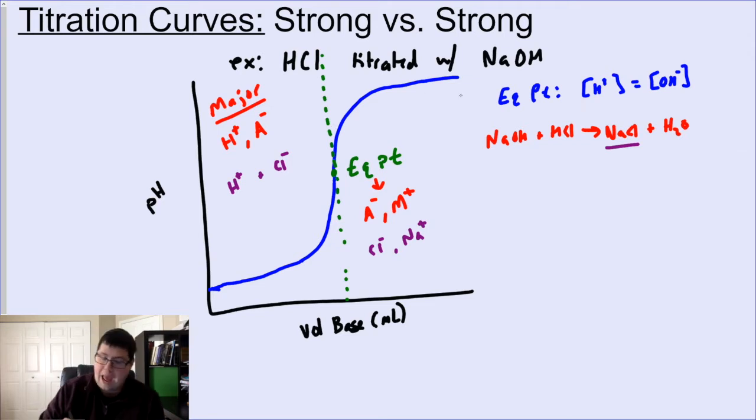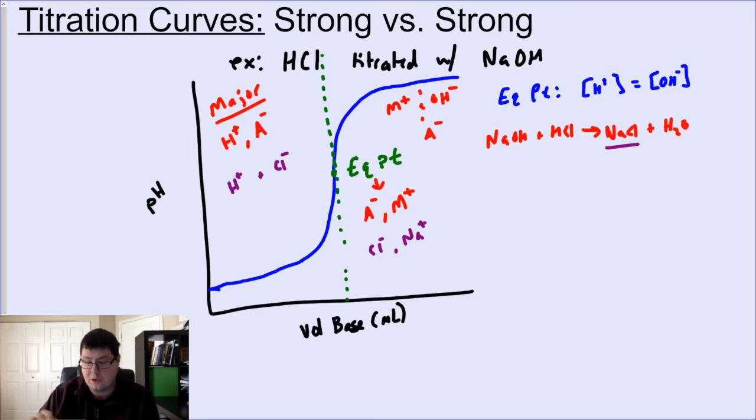Finally, past the equivalence point, I'm now adding NaOH, and so my major species past the equivalence point are going to be M+ and OH-, and there's also going to be a lot of A- present as well.